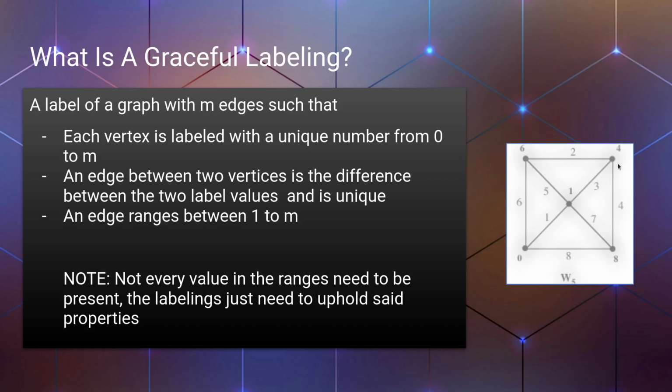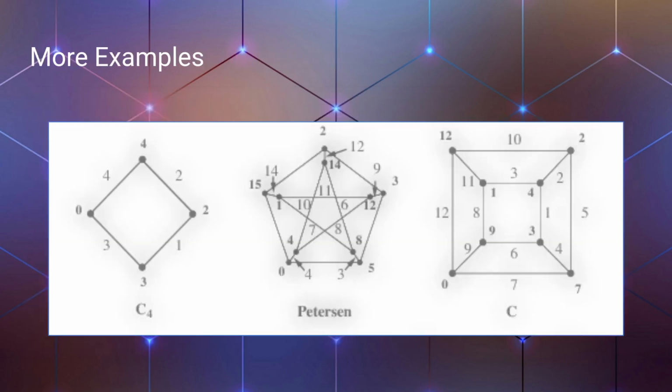And each vertex is uniquely labeled in the set of vertices, and each edge is labeled uniquely in the set of edges. But note that not every value in the ranges from 1 to m or 0 to m need to be present. The labelings just need to uphold said properties. So in this example we'll see in a second, we'll show this.